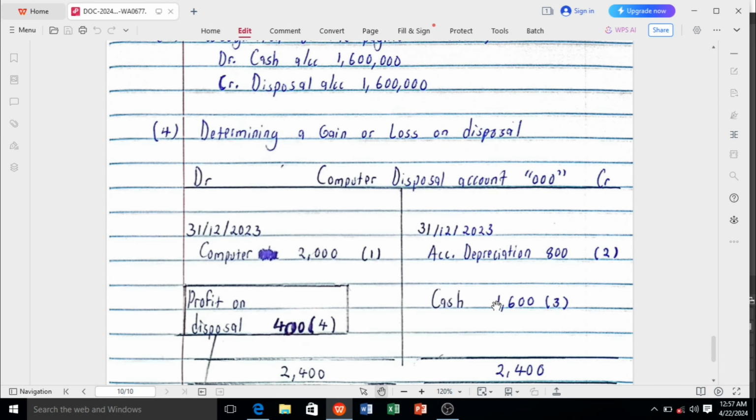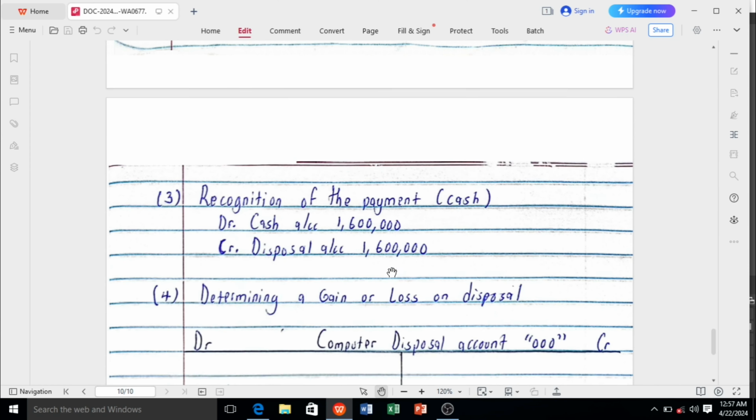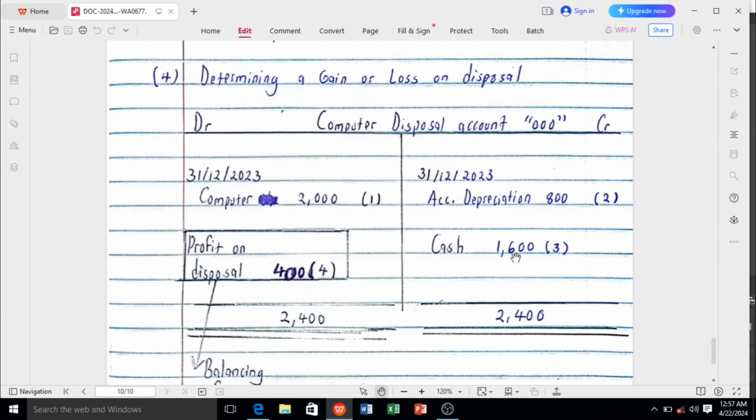And then the third one is the recognition of the payment, which you can see here that per the entry they debited the cash account by 1.6, which they didn't tell us to draft, and then credited the disposal account, which they told us to draft. This means that you will go on the credit side of the disposal account and put there 1.6 like this. Same applies to the other entries.